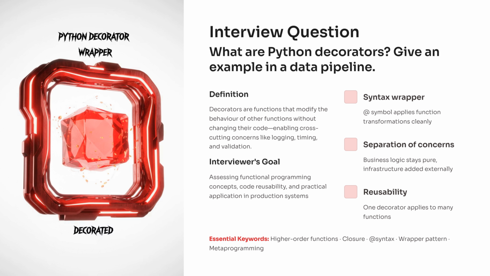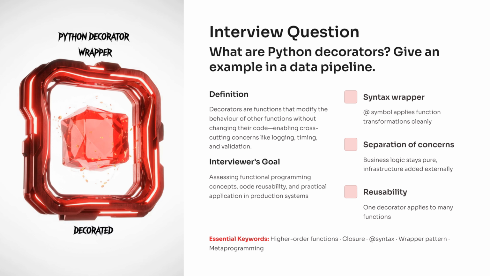This is one of those interview questions that looks simple, but actually tests whether you understand how to write clean, reusable, and production-grade Python code. The question is, what are Python decorators, and can you give an example from a data pipeline? Here's the simplest way to think about it. A decorator is like a smart wrapper that adds extra features to your function, without you changing its actual code.